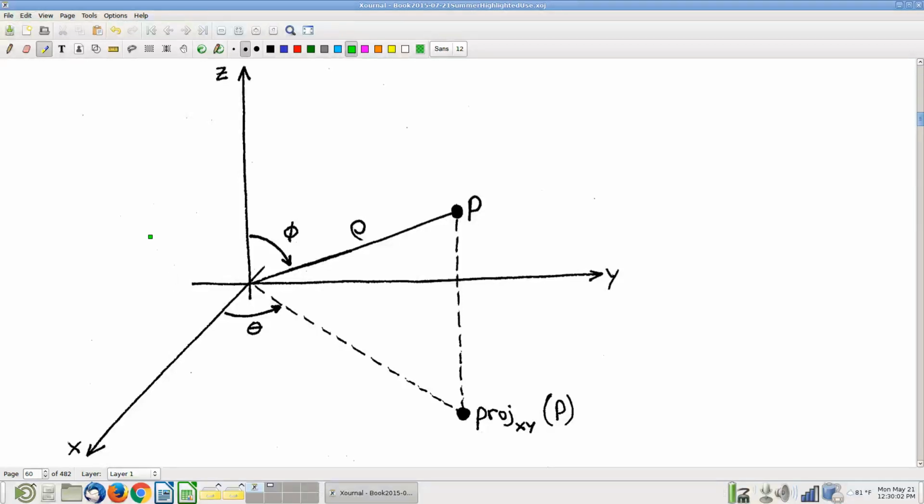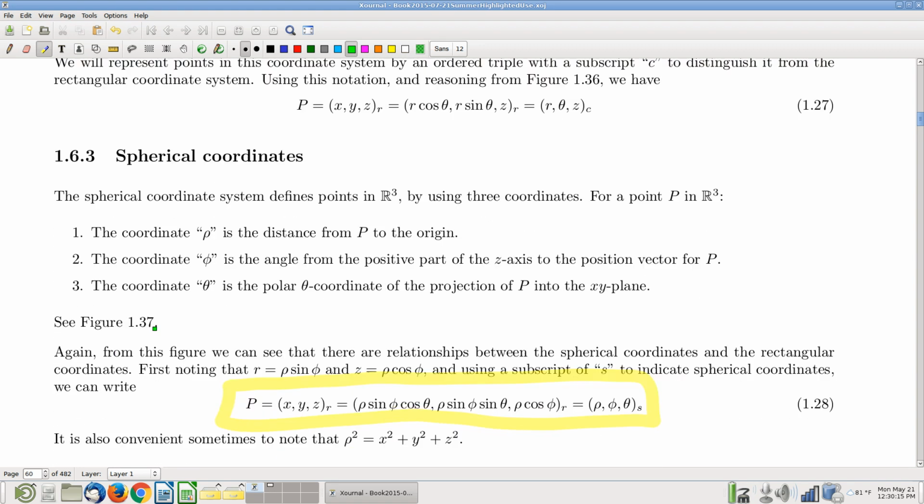Okay, so last time we were basically done talking about the different coordinate systems. I just want to say a couple of quick things about spherical coordinates. There are conversion formulas here for how to convert rectangular coordinates to spherical coordinates. It's done like so, and I just want to show you a handy way to memorize these formulas.